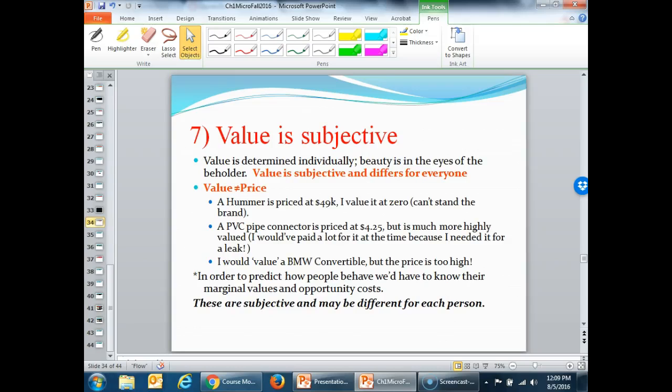A Hummer is priced at $49,000. I value it at $0, or as much as I could possibly resell it for. So basically everybody has different marginal values, therefore they have different demands. They have different costs because we all face different opportunity costs for our time. Values can be different for every single person.